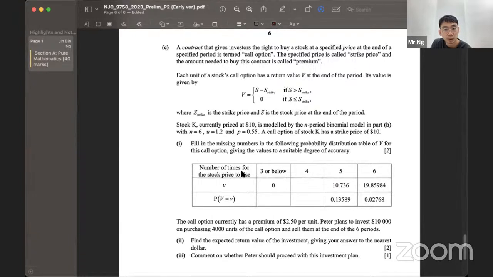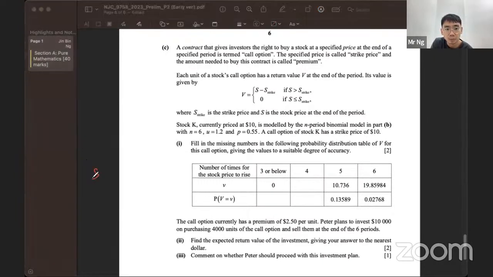Number of times for the stock price to rise. How many? What's the period? N is 6. I'm also very confused with this, but whatever you can write, just write. Number of times. What is V's value? Okay, initially it's $10.